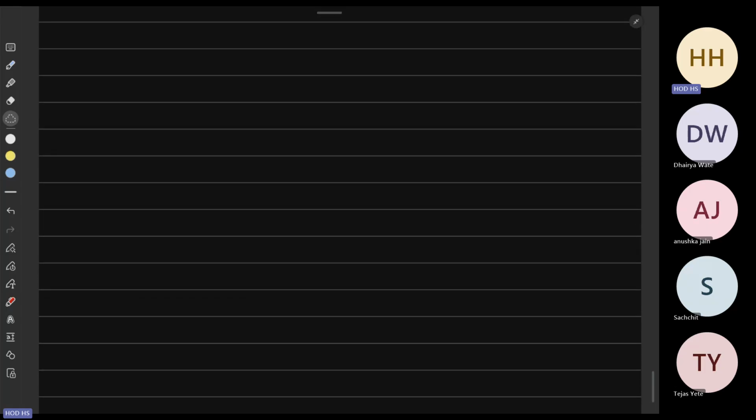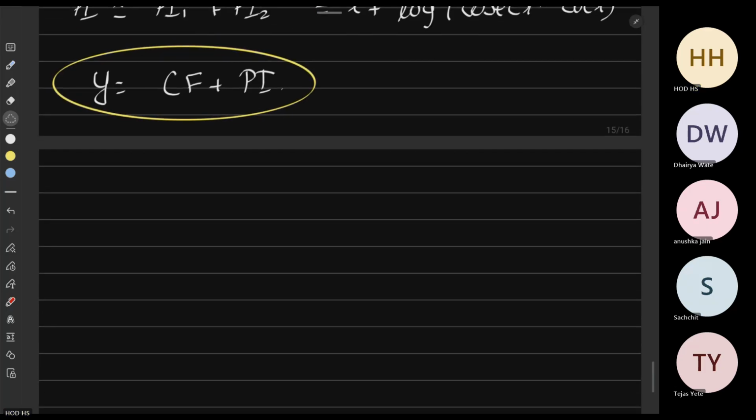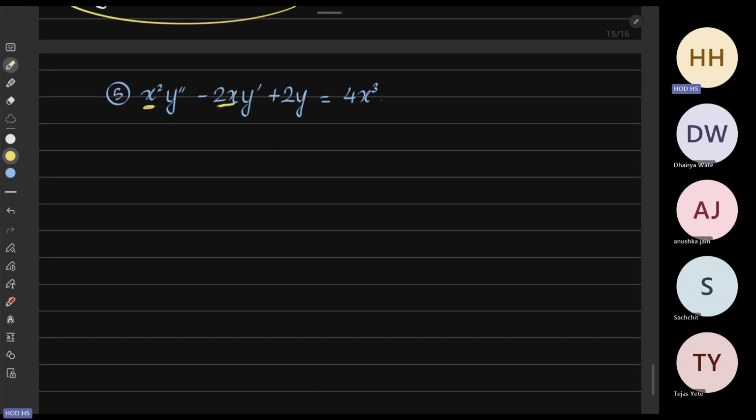I will cut this part and again paste it over here. Notice the difference between the previous questions and this question. Here we have x squared and 2x as the coefficients. These are not constant coefficients, so they are called Cauchy-Euler linear differential equations. Okay.